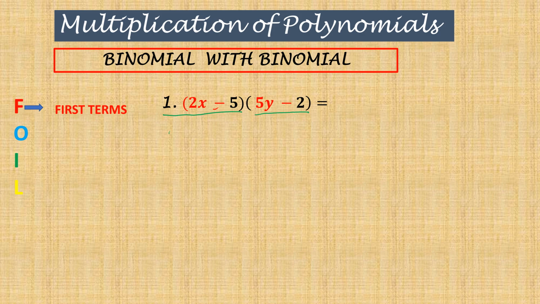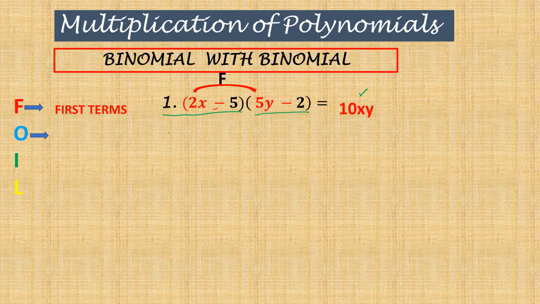So where are the first terms? The 2x is the first term in the first set, while the 5y is the first term in the second set. Before going to what O is in the FOIL method, since we are multiplying both first terms, 2x times 5y is 10xy. And then let's proceed to the O.